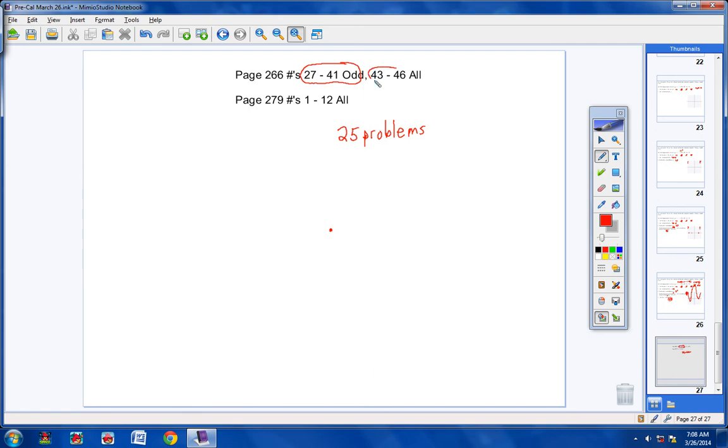All of these are factored for you already. And then these here, these 12, they're just asking you to look at the number of turns and the number of zeros and match up equations with graphs and stuff like that. So even though it's 25 problems, it will not be that long of an assignment.